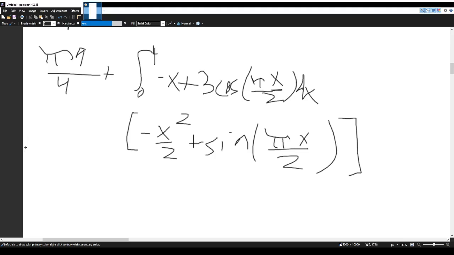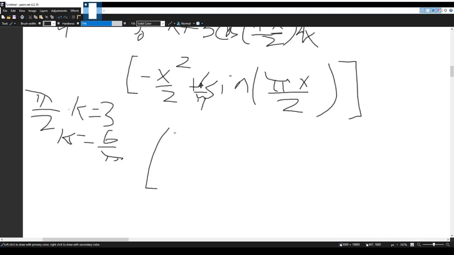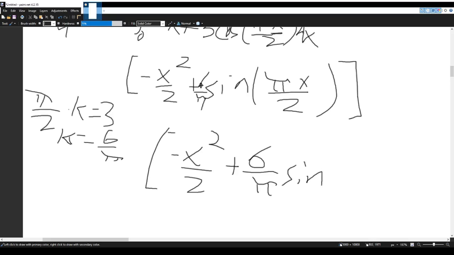So we're saying pi over 2 times something equals 3. Looks like k is 6 over pi. So this is 6 over pi. Let's just write that out neater: negative x squared over 2 plus 6 over pi sine pi x over 2 from 0 to 4. Now is this right? This one is correct. Okay, so now we can evaluate this.